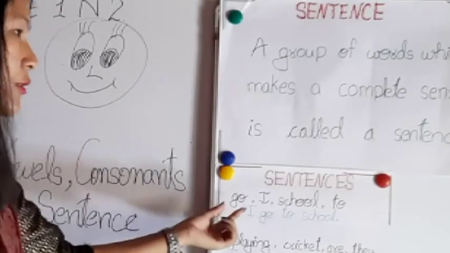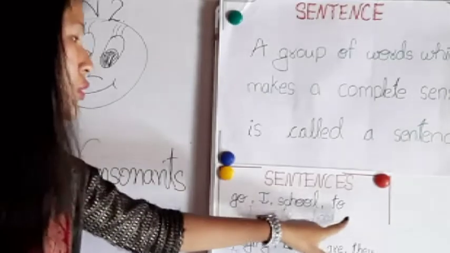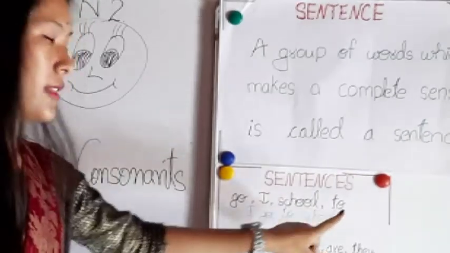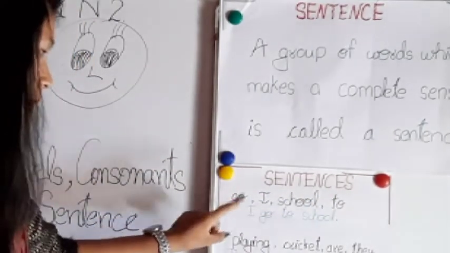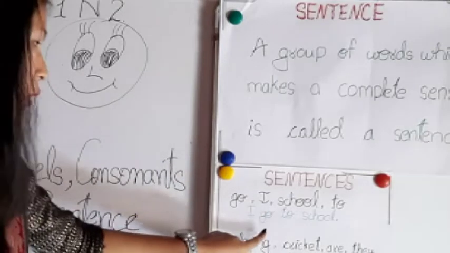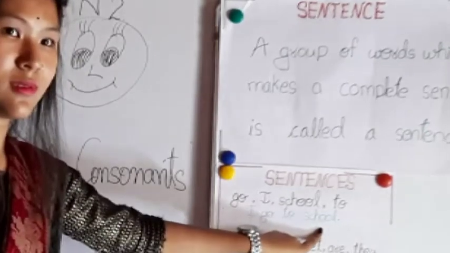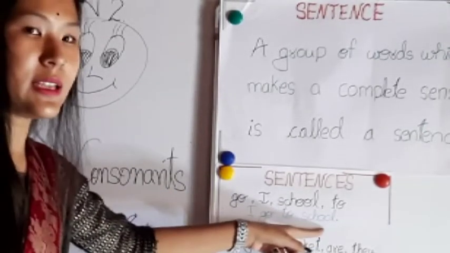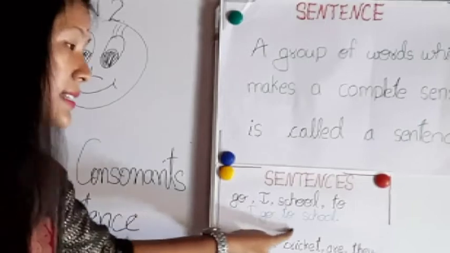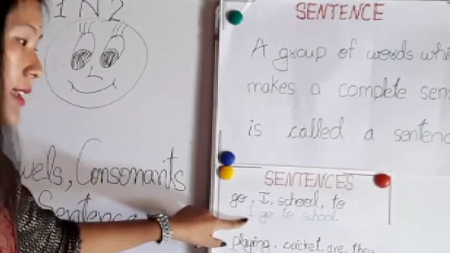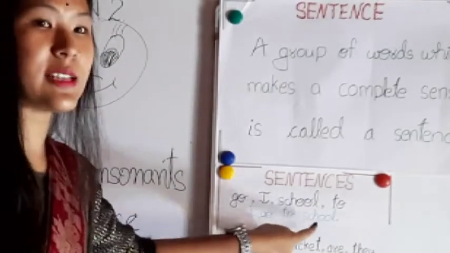Go is a group of words. School is a group of words. To is a group of words. Now let's combine these words. What does it form? I go to school. It forms a complete and meaningful sentence. And here the sentence starts with capital letter I and ends with a full stop. So it is a complete and sensible sentence.